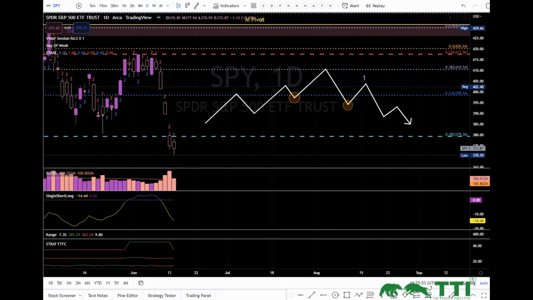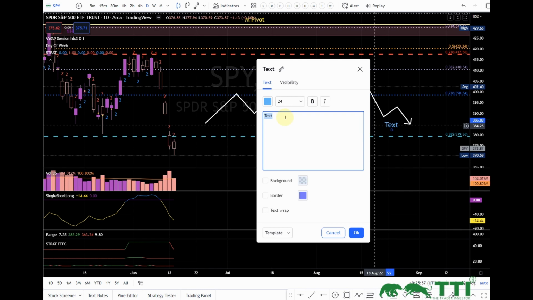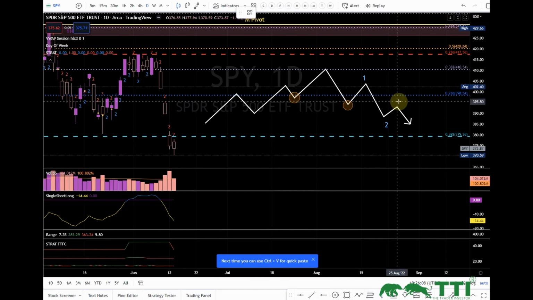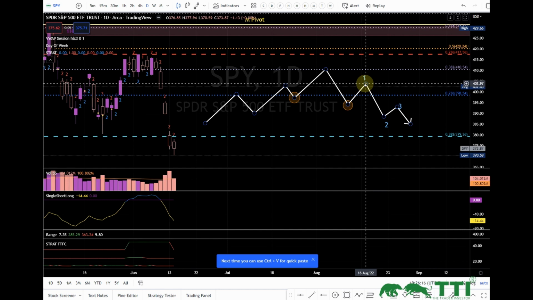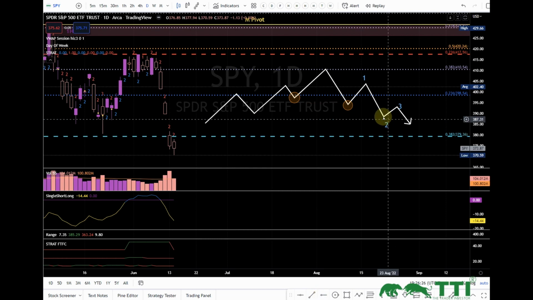So I think it's a matter of preference. I don't think it's right or wrong. For me, this is my entry, really the entry confirmation, right, comes right here. So I have my first lower high, and then I get a lower low, and then another lower high. At the break of 2 is where I want to enter.